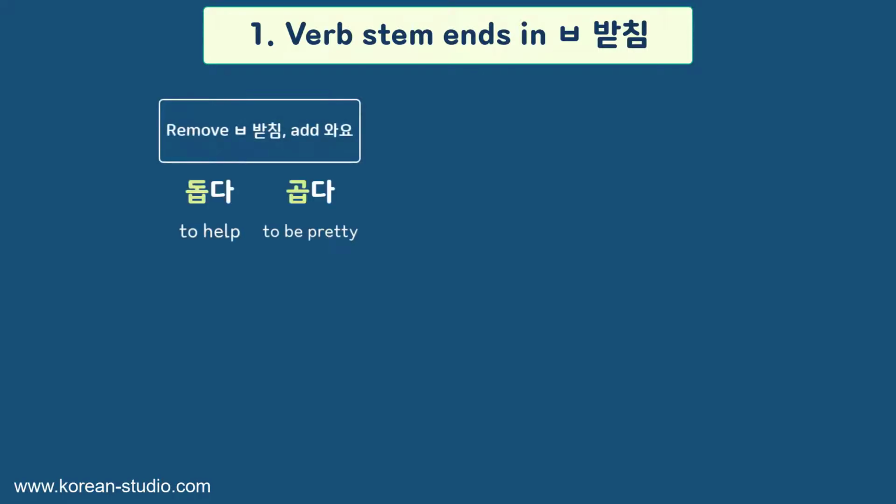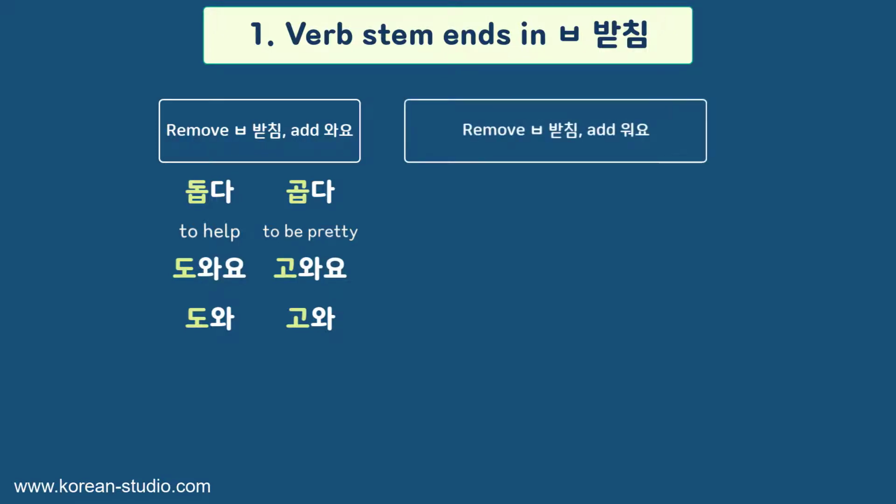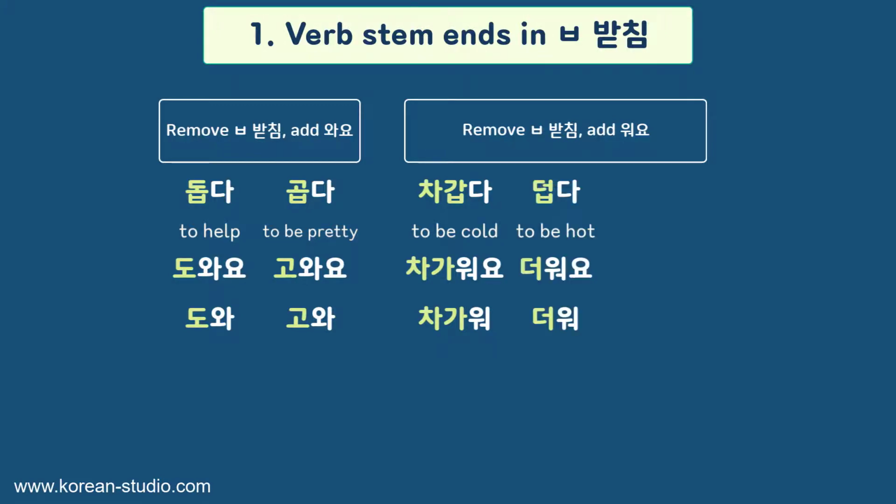Now, for the verb 돕다, to help, and the descriptive verb 곱다, to be pretty, beautiful, we remove the 비읍 받침 and then add 와요. So 돕다 becomes 도와요 and 곱다 becomes 고와요. However, for all other verb stems that end in 비읍 받침, we remove the 비읍 받침 and add 워요. So 차갑다, to be cold, becomes 차가워요. 덥다, to be hot, becomes 더워요. And 굽다, to grill, to roast, becomes 구워요.